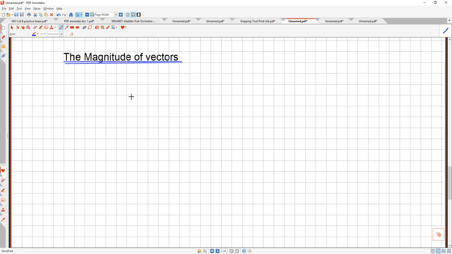Right, so we're going to write down that all vectors must have magnitude and direction. Direction is easy enough. It tells us in the vector if it's going from A to B or from P to Q.